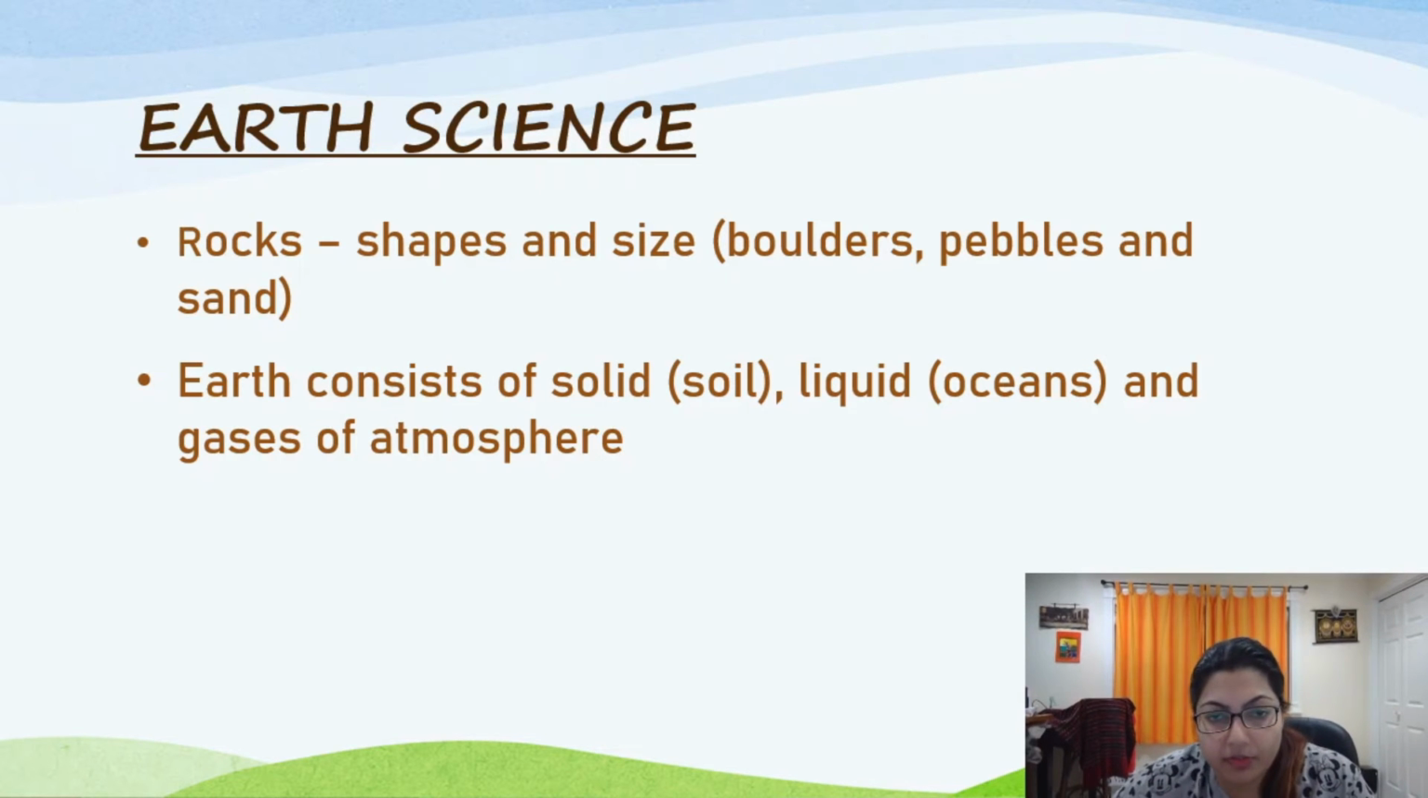Earth consists of soil, liquid as in the ocean, and the gases of the atmosphere. This introduces the concept of solid, liquid, and gas, and that earth consists of all three states of matter, with different examples of that.